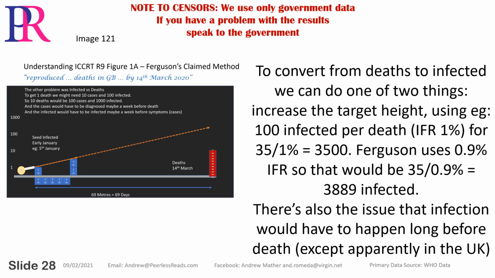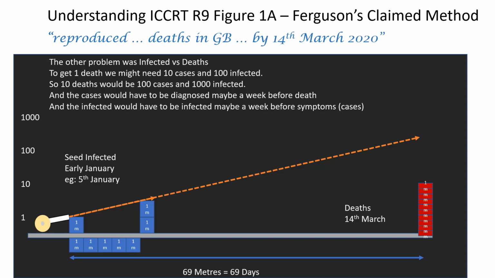To convert from deaths to infected, we can do one of two things. Increase the target height using e.g. 100 infected per death, IFR 1%, for 35 over 1% equals 3500. Ferguson uses 0.9% IFR, so that would be 35 over 0.9% or 3889 infected. There's also the issue that infection would have to happen long before death, except apparently in the UK.